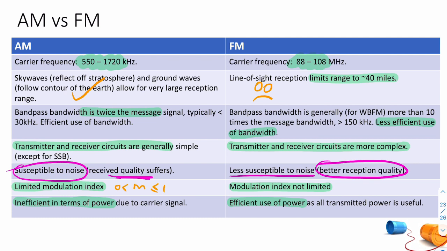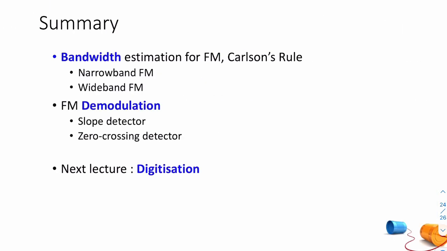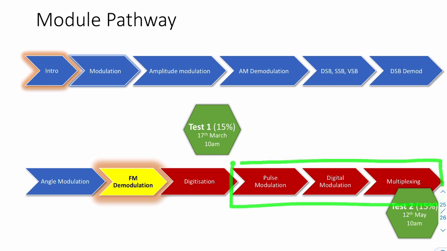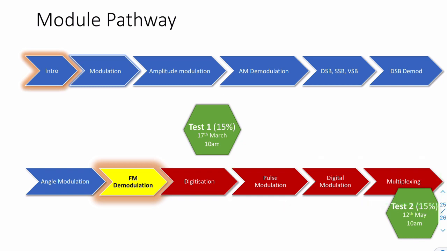So that's a quick summary of AM and FM, and that's the end of today's lecture. What we covered was bandwidth and Carson's rule. We looked at the future of FM, advantages and disadvantages of FM compared to AM, and we spoke about two different types of FM demodulation. Next lecture, we introduce digitization. We've spoken a bit about that before, but this will be our next lecture before we start talking about digital communications in the last 3 lectures of the module.